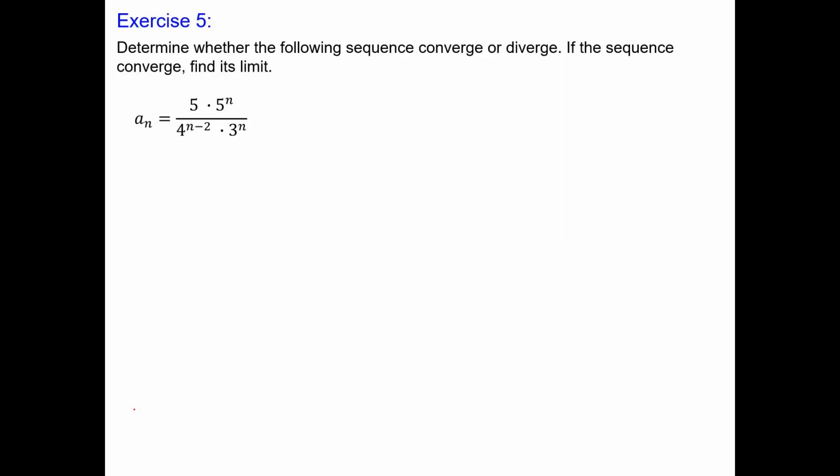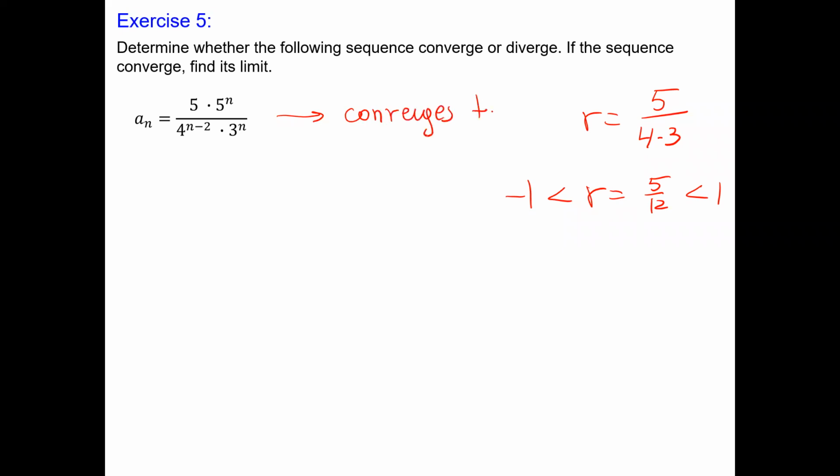Okay, geometric sequence, what is the common ratio? The common ratio is 5, 4 times 3, because that's the numbers taken to the power of n, 5 over 12. The common ratio is 5 over 12. This is less than 1, greater than -1. The sequence is convergent to 0. Converges to 0.